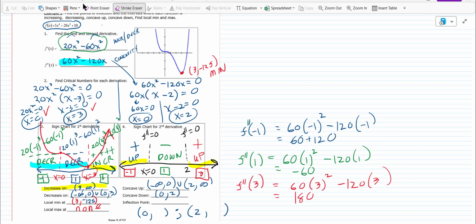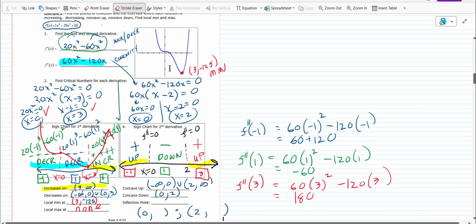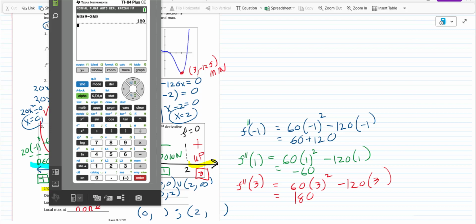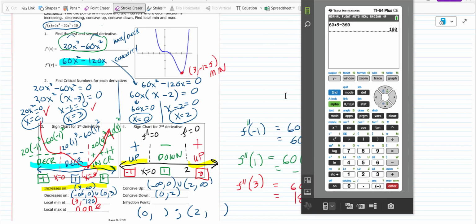So again, that changed. What you have to do now is plug those things in. And you can save yourself a lot of time if, as you're doing the sign chart and test points, you just look at the graph. So I'm going to go ahead and put the original function in, which is 5x to the 4th, minus 20x to the 3rd.